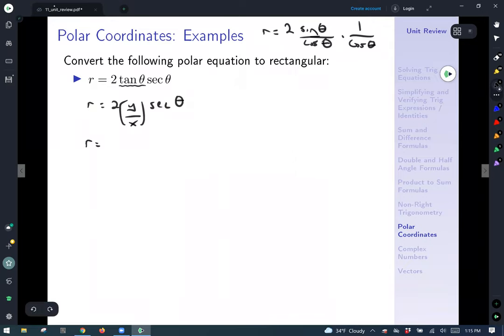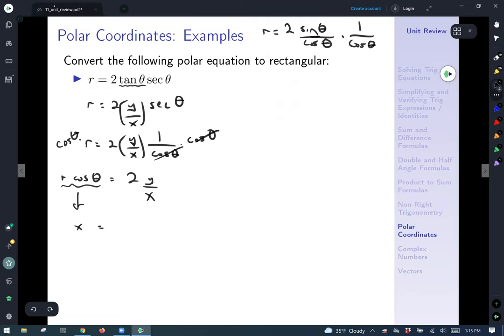So now I'm going to say, hey, I don't like secants. And I know there's no substitutions for secants. So let's make that into one over cosine of theta. Once again, we have the problem of the r's and cosines being on the wrong sides. So let's multiply that cosine of theta on both sides. That gives us r cosine of theta on the left side is equal to twice y over x. On the right-hand side, r cosine of theta is x. So now we can substitute in for that to get x is equal to 2y over x.